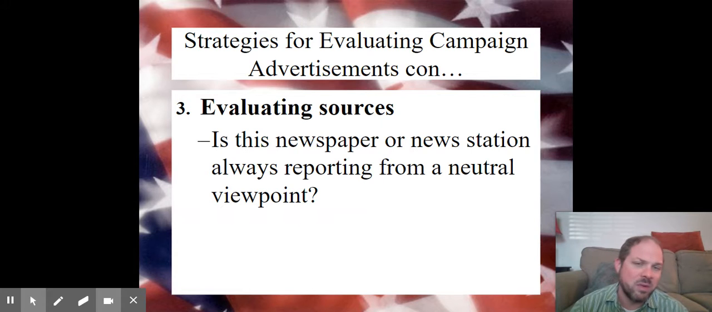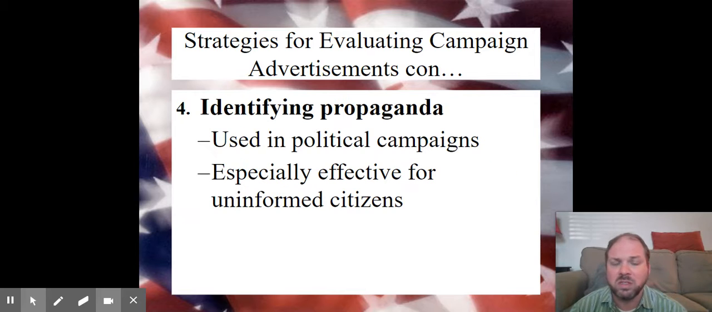The third one is evaluating your sources. So is this newspaper or website or wherever you're getting your information reporting from a neutral viewpoint? Are they giving you the facts or are they giving you opinions? It's something to think about, and that's what I want you to understand.